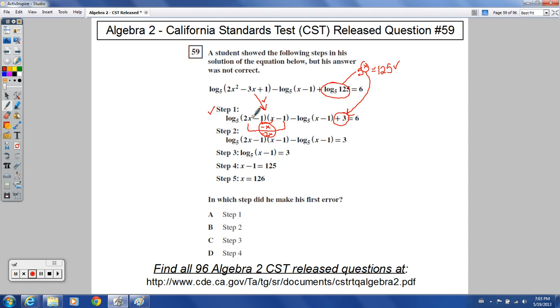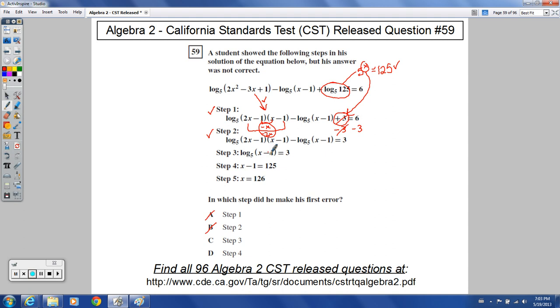Step 2, looks like they just brought that down. It's the same exact thing. Looks like here the only thing they've done is subtract 3 from both sides, get that to cancel, and that's a 3 right there. So step 2 seems legit to me. There is an incorrect step here, so not step 1, not step 2, step 3 or 4. Let's see which one we got. And so what do we have left here?